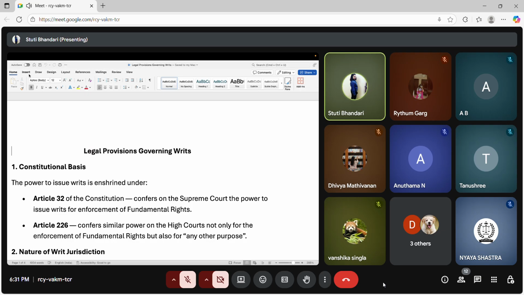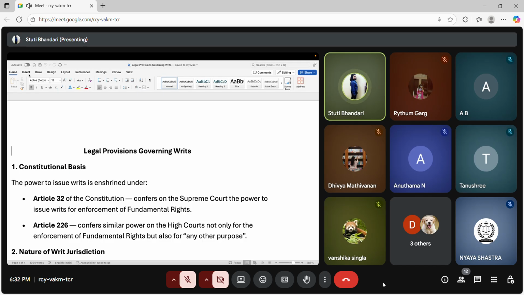First is Article 32 and the other is Article 226. So Article 32 is again part of your fundamental rights. It is the fundamental right of a citizen of India to approach the Supreme Court when there is a violation of their fundamental rights. And Article 226 is a similar power on the High Court, but here you can go to the High Court for enforcement of fundamental rights as well as any other legal right.